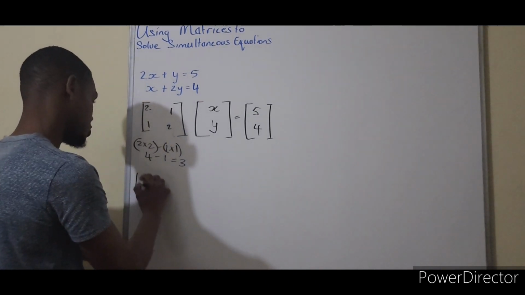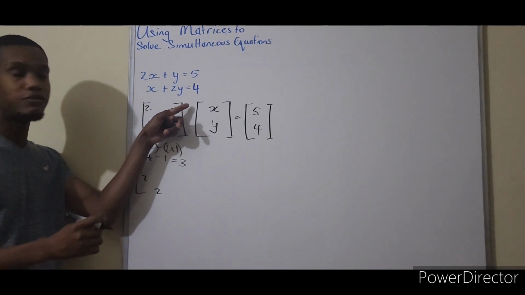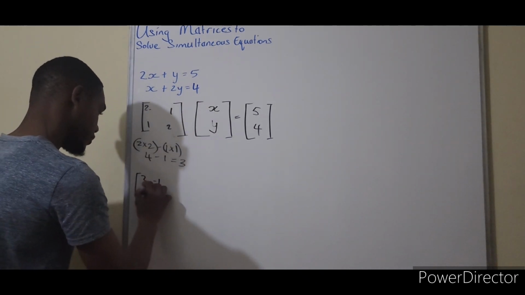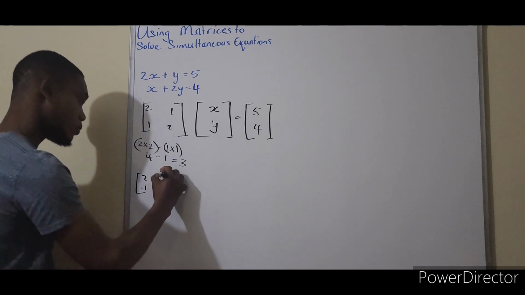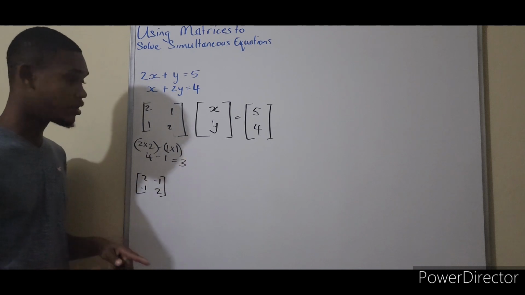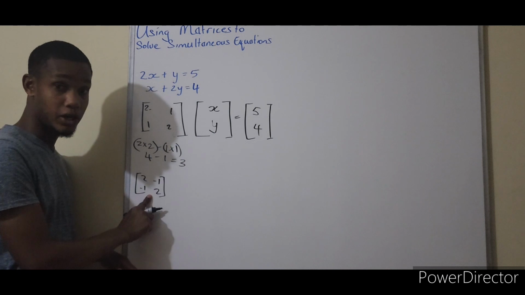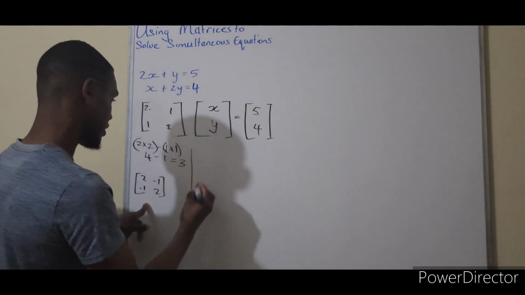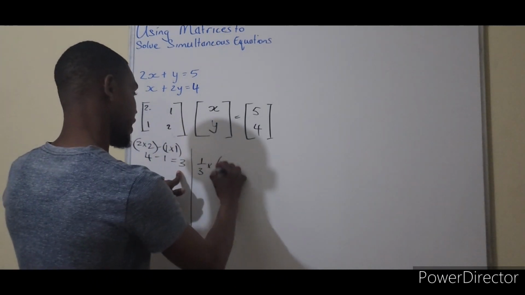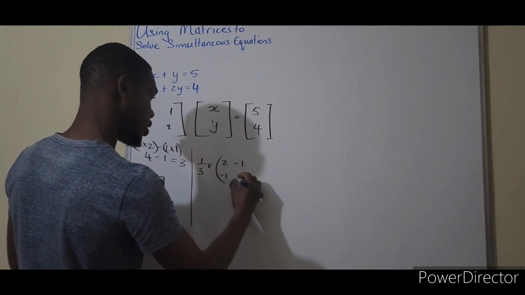So switching 2 and 2, you will still get them back in the same position. And then for the other diagonal, you will change their sign. Since it's positive 1, you make it become negative 1. So that's the adjoint. And then the inverse is to multiply 1 over your determinant by your adjoint. So that's 1 over your determinant, which is 3, multiplied by your adjoint, which is 2, negative 1, negative 1, 2.